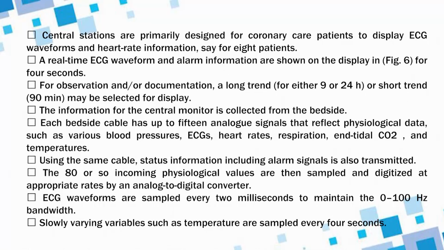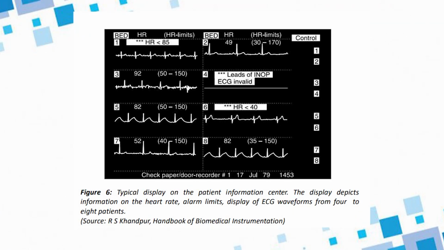ECG waveforms are sampled every 2 milliseconds to maintain the 0 to 100 Hz bandwidth. Slowly varying variables such as temperatures are sampled every 4 seconds. Figure 6 shows a typical display on the patient information center at a central station. The display depicts information on the heart rate, alarm limits, display of ECG waveforms from 4 to 8 patients.